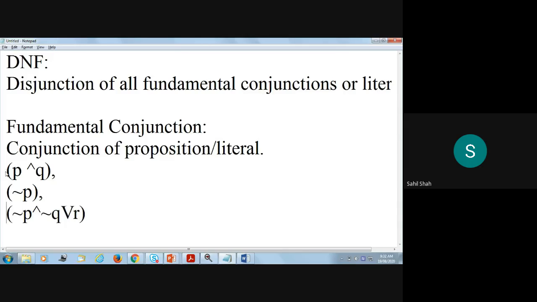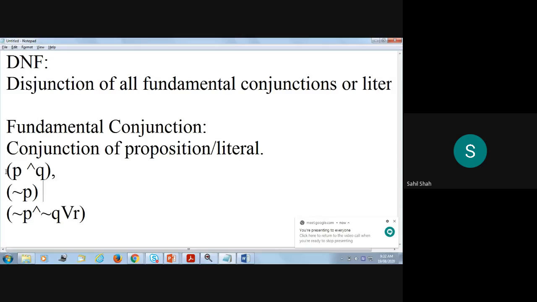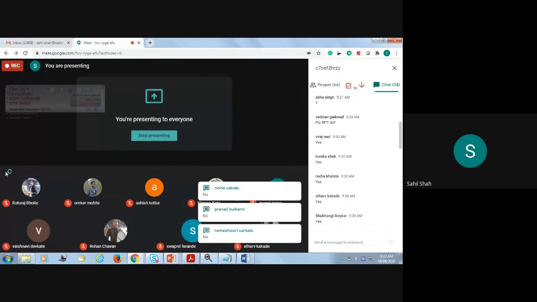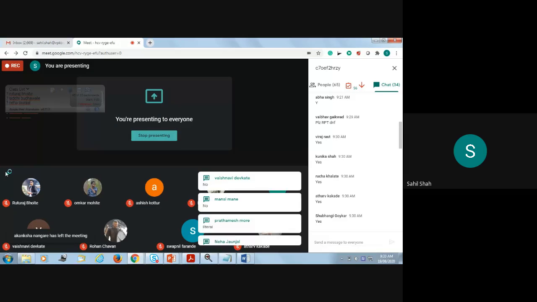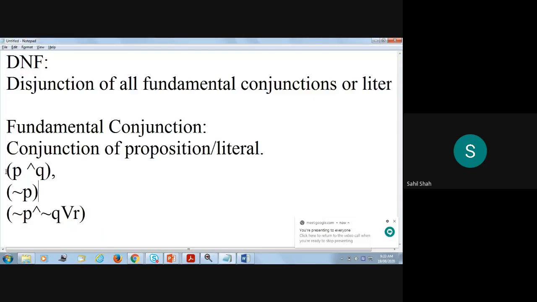How about the second? Can you tell me whether the second one, negation P, is a fundamental conjunction or not? Can anybody tell? It is a literal, Prathamesh is saying. By the definition, you are correct, it is not a fundamental conjunction.